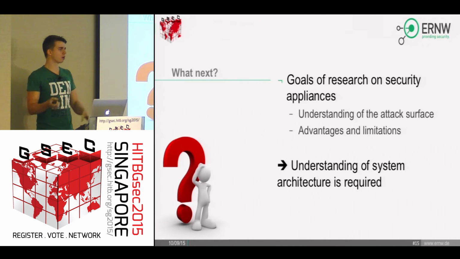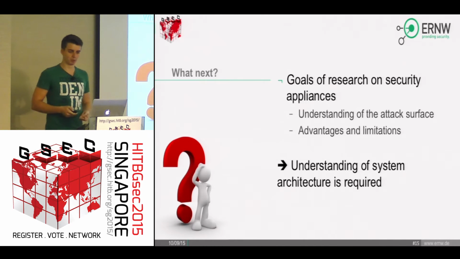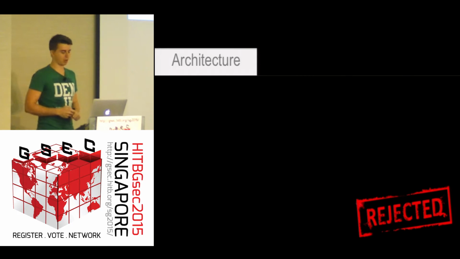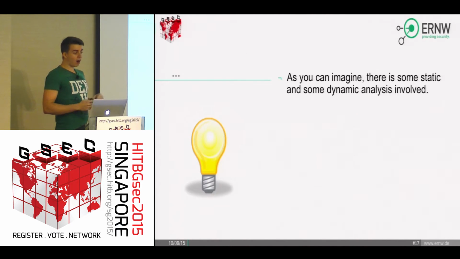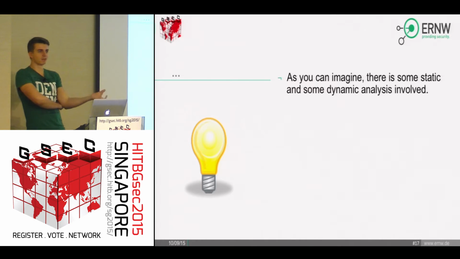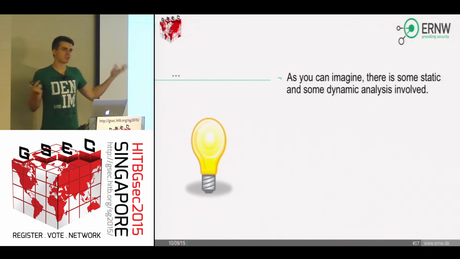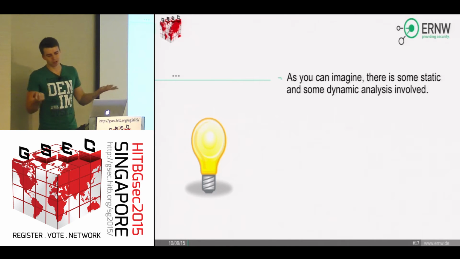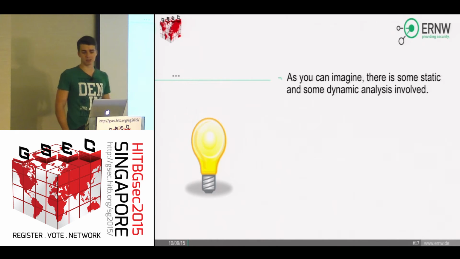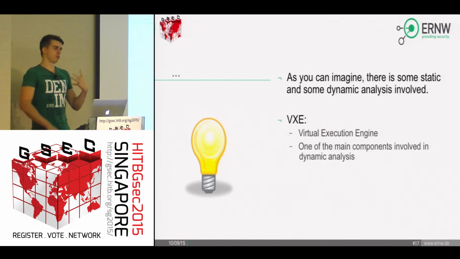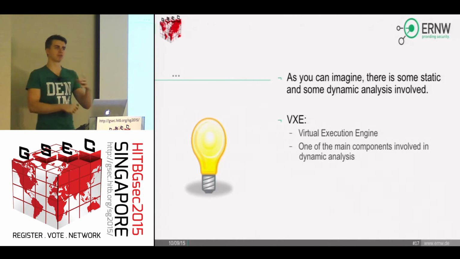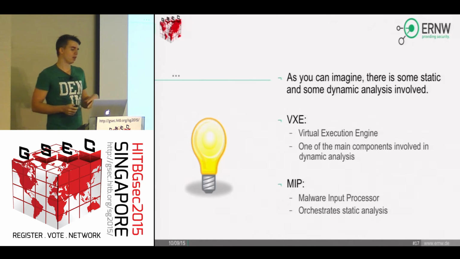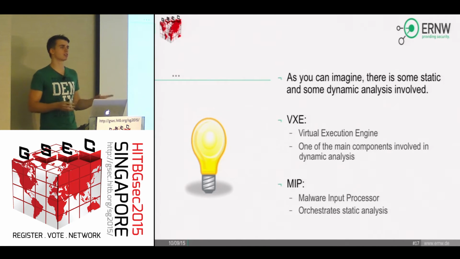So you would normally need to know the components involved and the ways they talk to each other. Normally we would have an architecture slide. In this case, we don't have it, so I can't really say much about how this thing works in a global context. But as you can imagine, there might be static analysis and dynamic analysis. If they get a malicious sample somewhere out of the net or out of an email attachment, they perform at least these two types of analysis. The two most important components for these are the VXE, the virtual execution engine, which is one of the main components involved in the whole dynamic analysis process, and the malware input process, or MIP, which orchestrates the whole static analysis process.